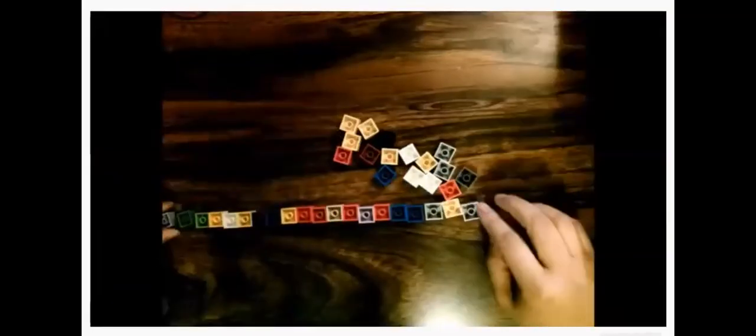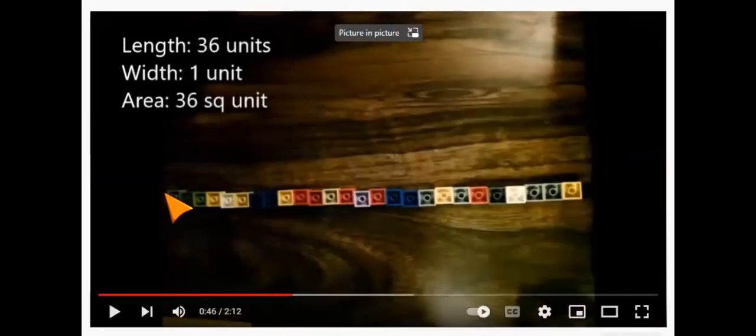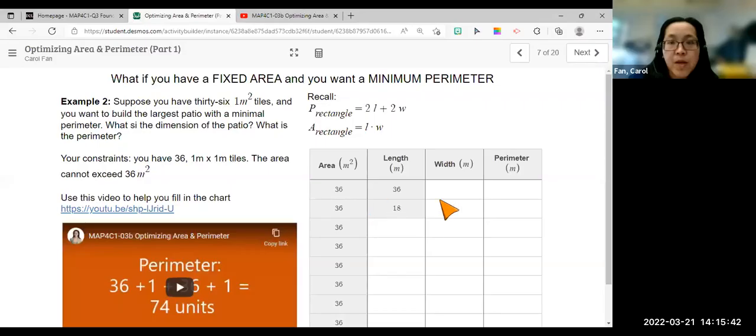Okay, in our first scenario, we could place all the tiles in one row. If I just count the outside edge, I would have 36 units on the outside and the width of 1 unit there. Now perimeter, remember, we have to take 2 times the length plus 2 times the width. So I have 72 plus 2, that would be 74.